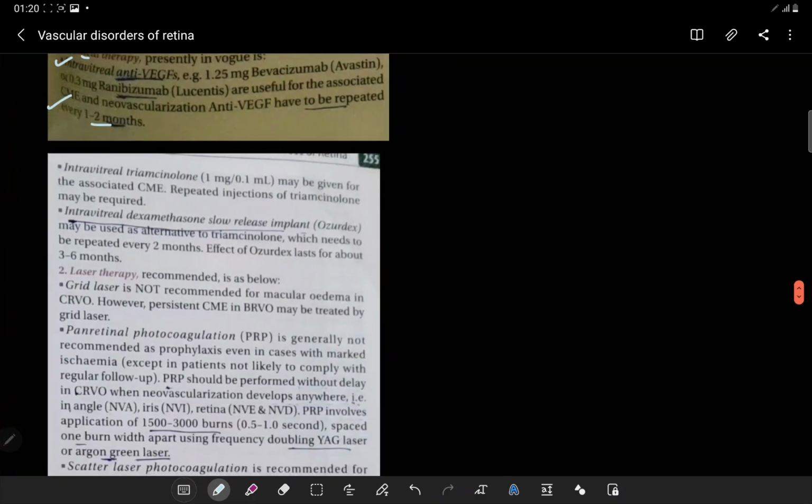Now we can give intravitreal triamcinolone for associated macular edema. Repeated injection may be required, and intravitreal dexamethasone corticosteroid slow release implants may be used as an alternative to triamcinolone, which needs to be repeated every 2 months. Effects of the Ozurdex last for about 3 to 6 months.